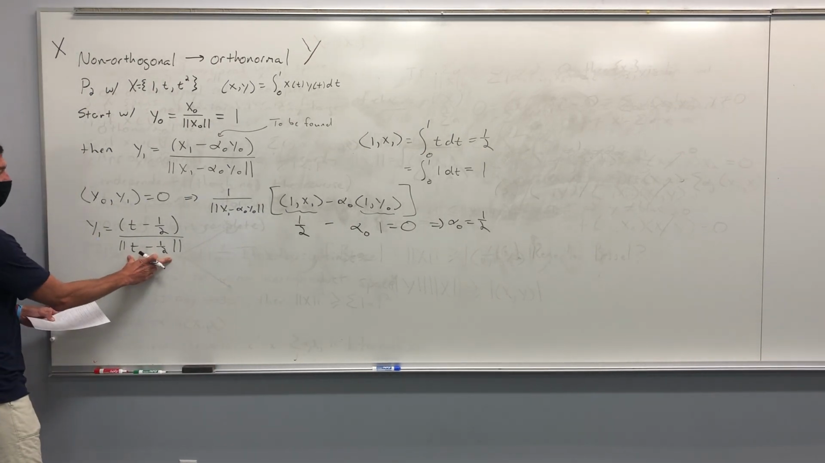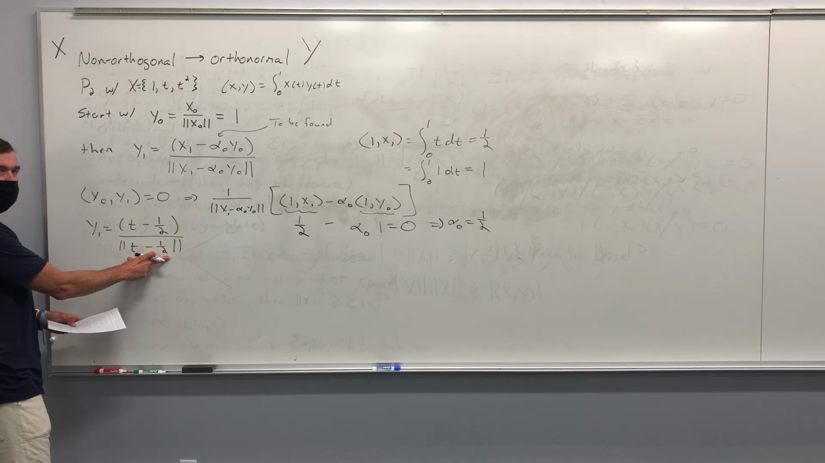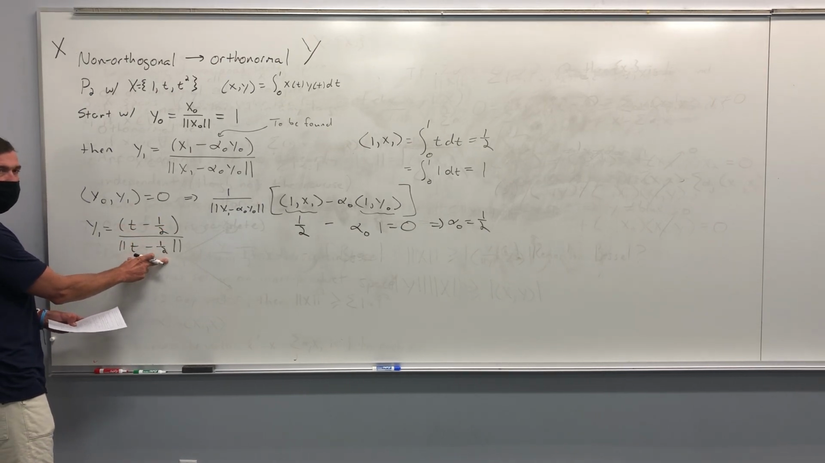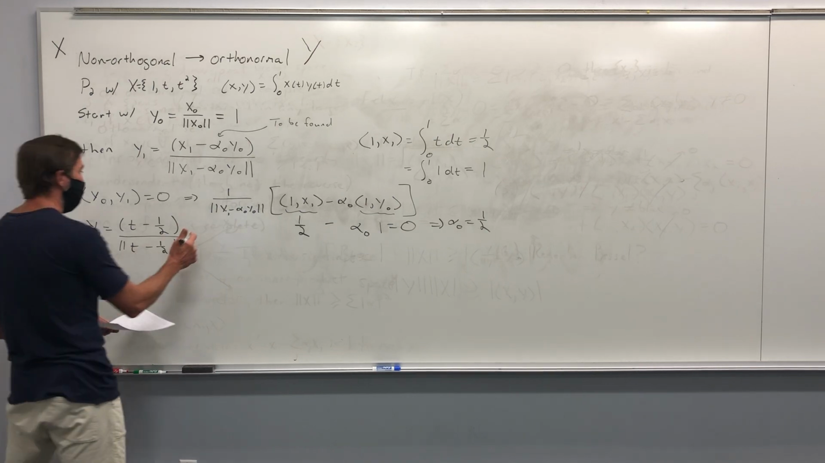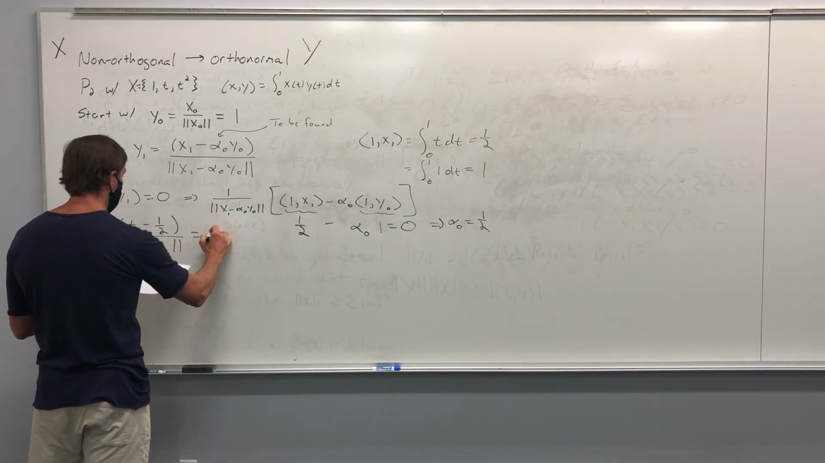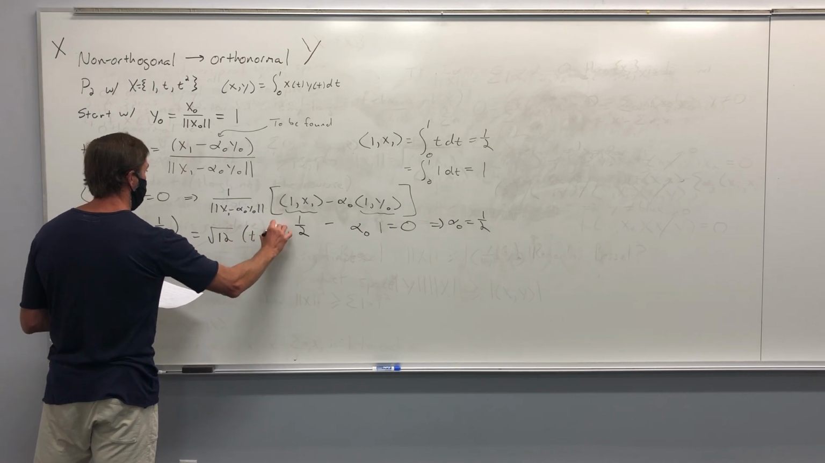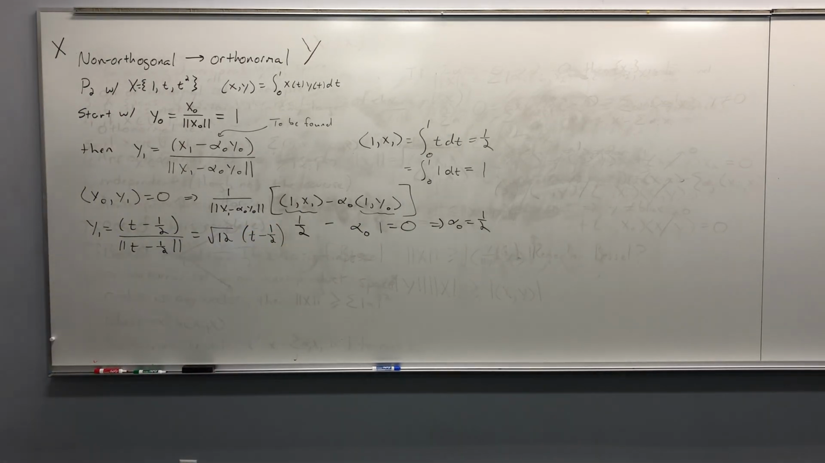Moreover, this is the magnitude of this. Okay, this is a function, but this is the magnitude, which means overall this is no longer a function, it's a number. And if you work that out, this is going to give you the square root of 12 times t minus 1/2.